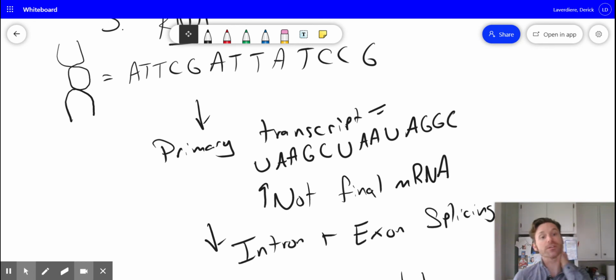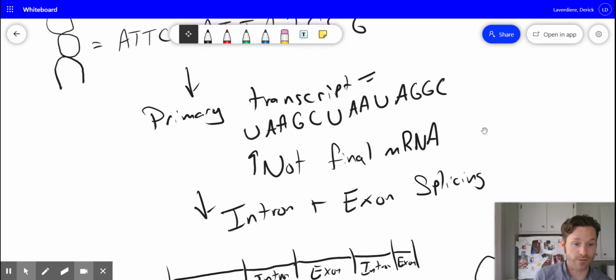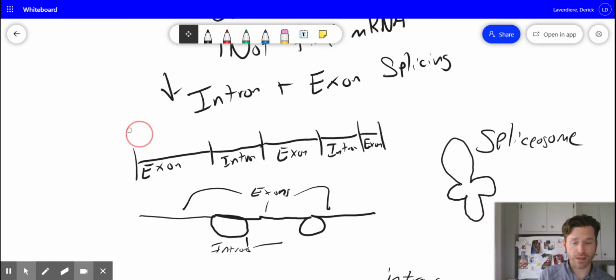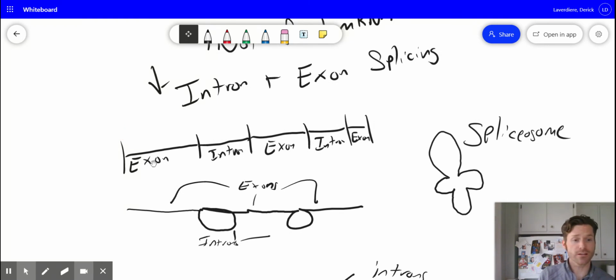That primary transcript is not our final mRNA. It needs some modifications to occur prior to it being the actual finished job. And the most important modification for this storyline is the intron and exon splicing. Okay? And so not every base pair is going to be used in the final mRNA. Some of them are going to be cut out. And so we have regions that are going to stay and are going to be expressed, and we call those exons. And we have regions that are going to be cut out, and we call those introns.